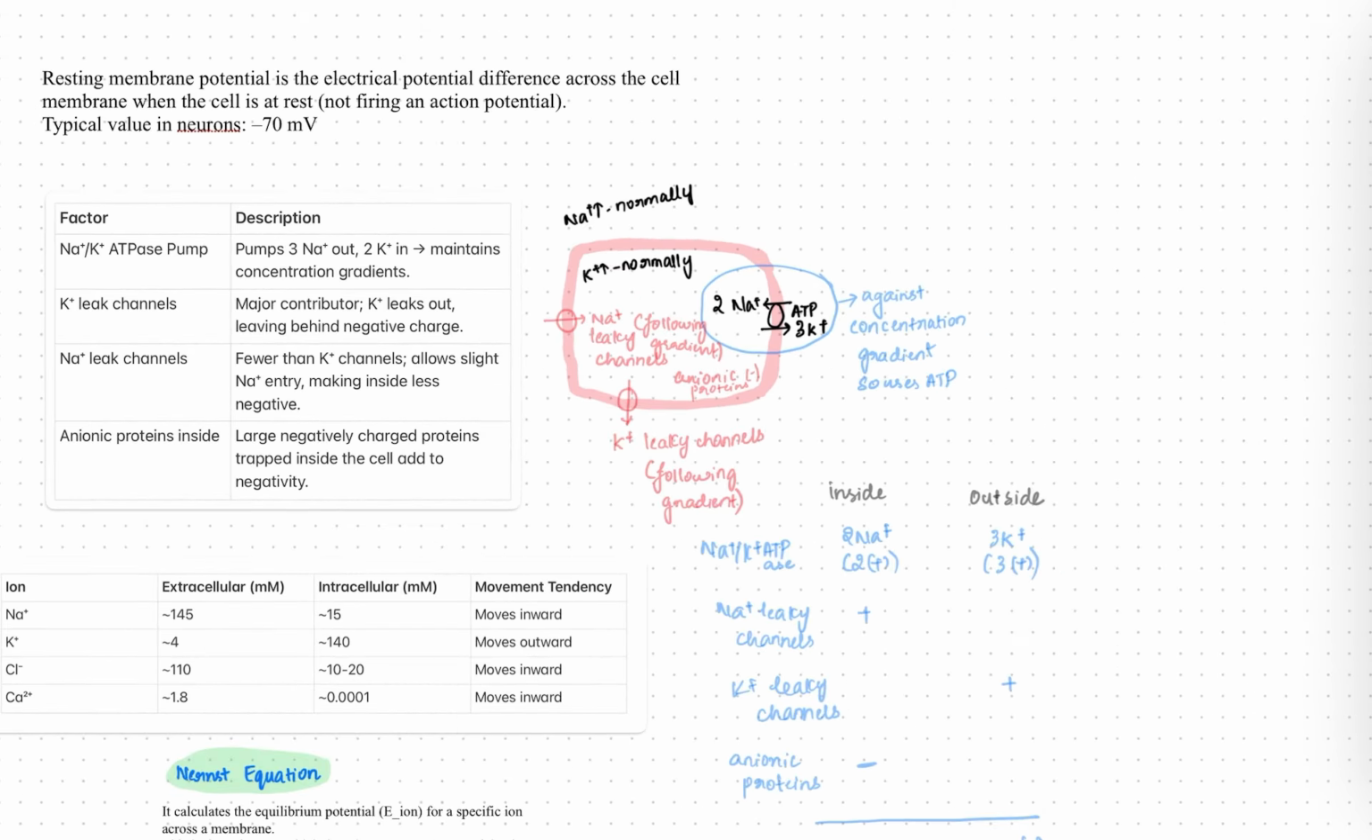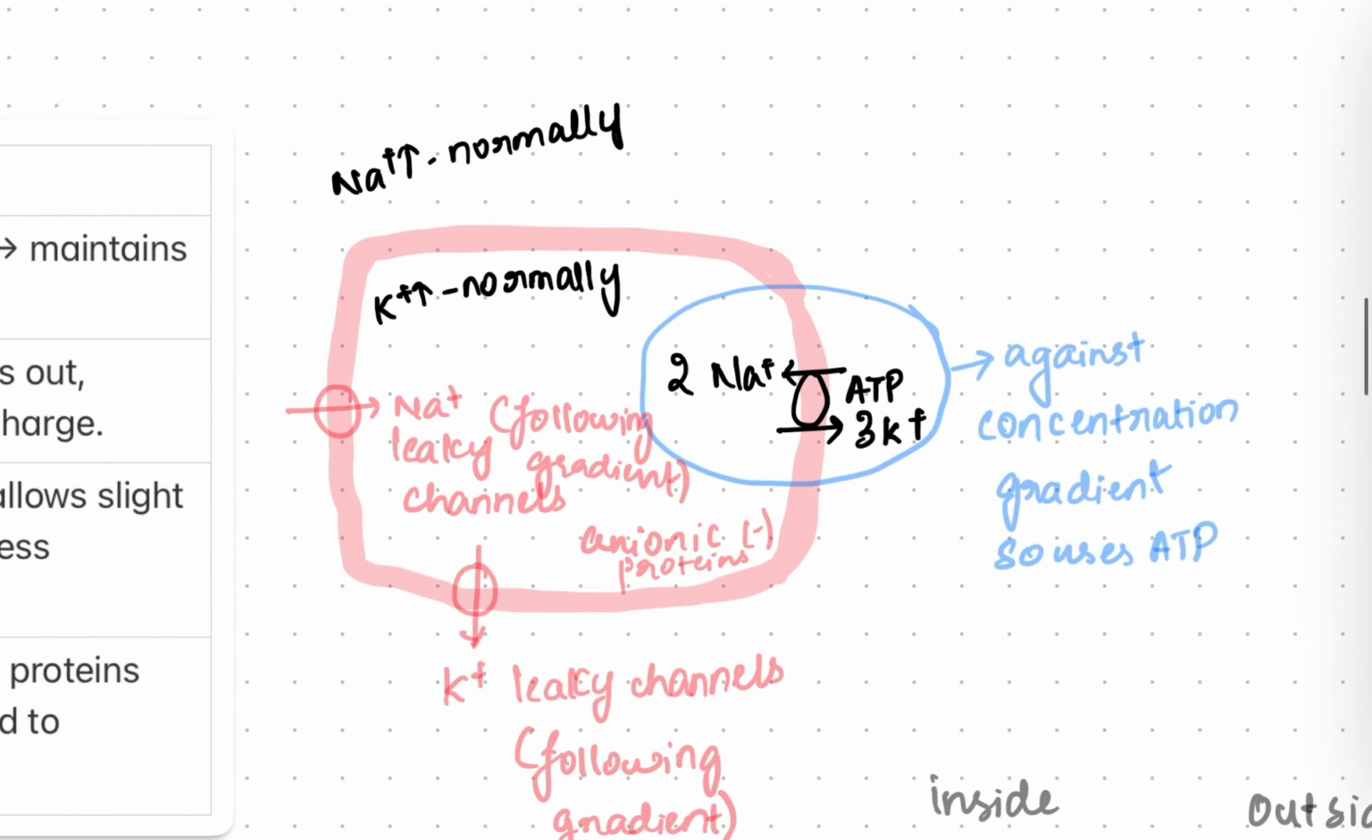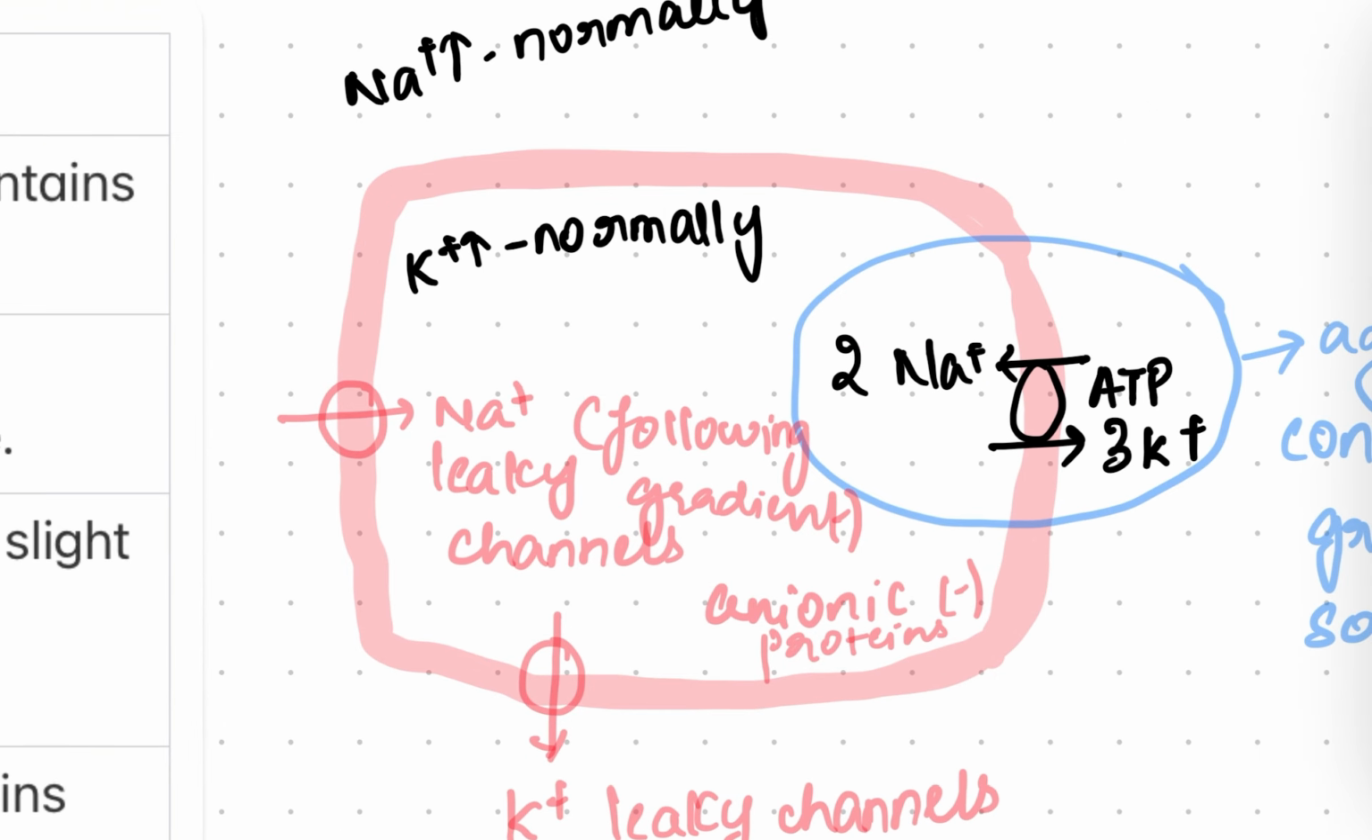First, we have to know about the concentration gradients of the ions. Sodium, chloride and calcium are more extracellular than intracellular, so they move along the concentration gradient, from outside to inside. Whereas potassium is present more intracellularly than extracellularly, so it follows the concentration gradient and moves outwards from the cell. Let us see this in a diagram. Sodium is present more outside and potassium is present more inside the cell normally.